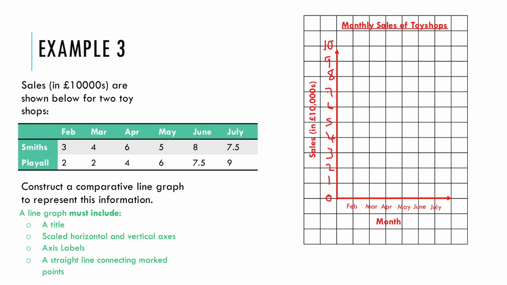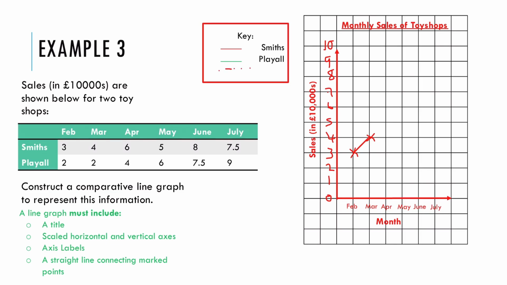Right, now I'm going to start plotting my points, so I'll start with just Smiths. In February, Smiths was 3. So where February meets 3, I'll draw my X. Where March meets 4, I'll draw my X, and I'll use a red line to join them up. I make sure to put in a key that tells my reader that the red line is Smiths and the green line is Playall. Again, if you don't have 2 different colours, you'll just use a straight line for Smiths, and at Playall you would insert a dashed line or a dotted line to show the reader what that means.